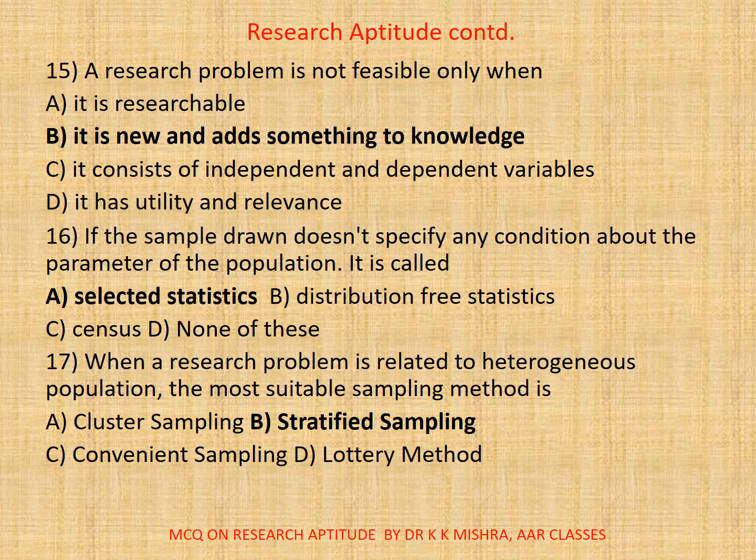16. If the sample drawn does not specify any condition about the parameter of the population, it is called, correct option is A, selected statistics. 17. When a research problem is related to heterogeneous population, the most suitable sampling method is, correct option is B. Stratified sampling.